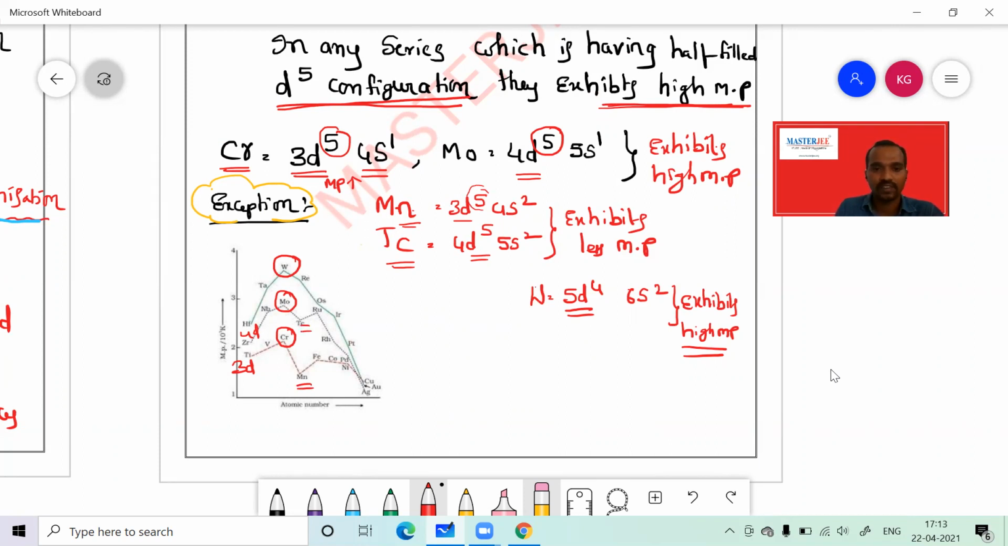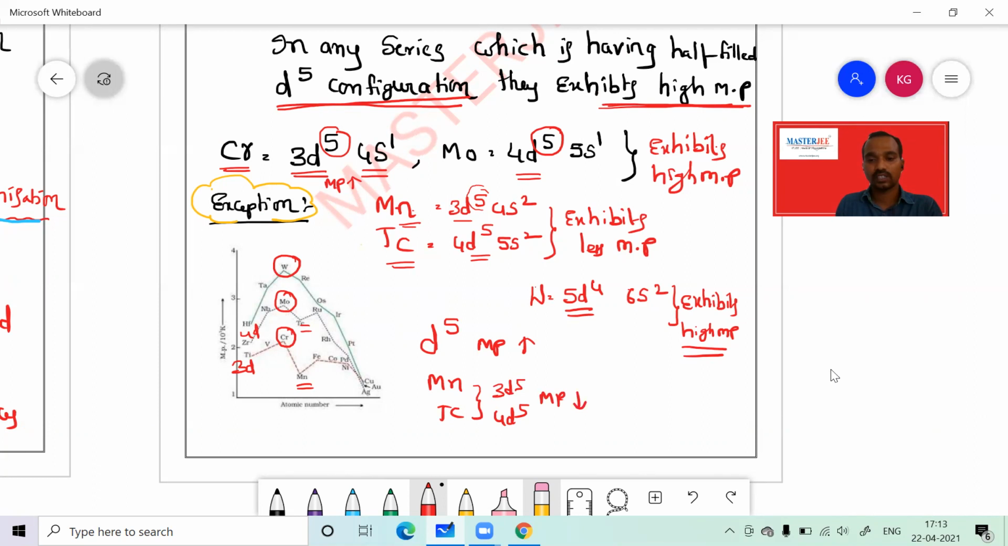It's experimental evidence. In each and every case, we have some exception cases. From this graph, what I have to understand is, in general, where there is a D5 configuration, the melting point will be high. So two exception cases: manganese and technetium are exhibiting 3D5 and 4D5 stable configurations, but their melting points are low.